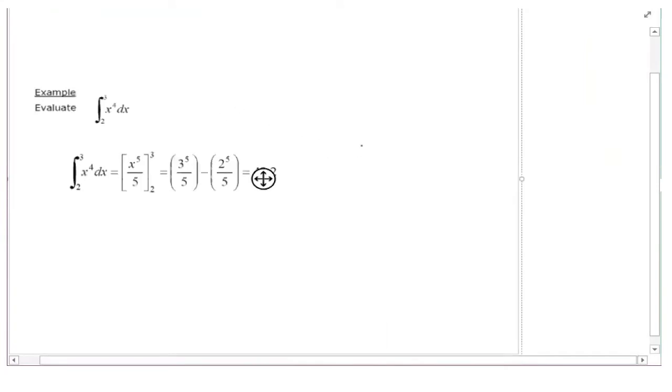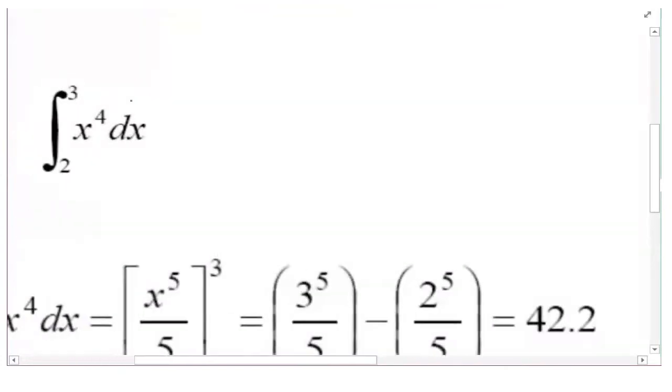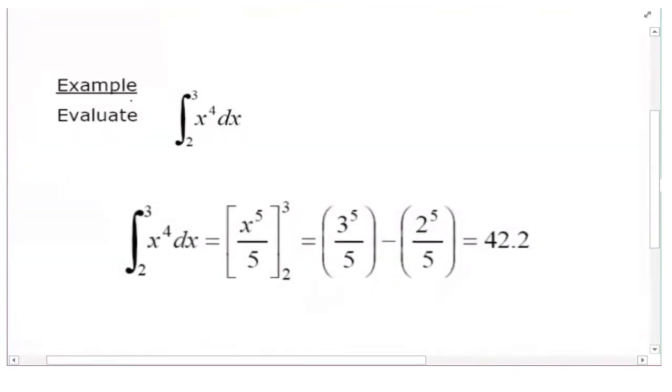Let's first start with an example where we find the definite integration between the points 2 and 3 for the function x to the power 4. Then we are going to find the area by using the trapezium rule and notice the differences between them. If you wanted to find the integration from 2 to 3 for x to the power 4, you will start by finding the integral of x to the power 4.